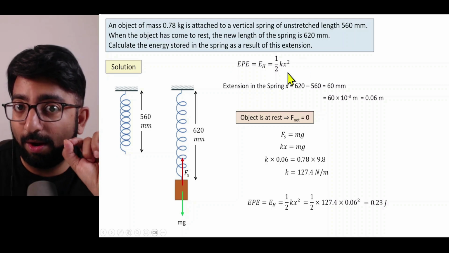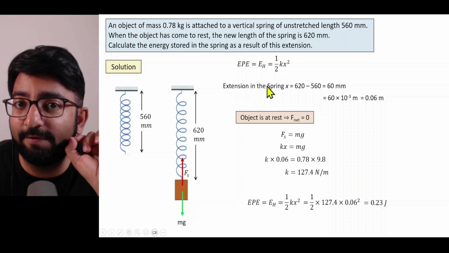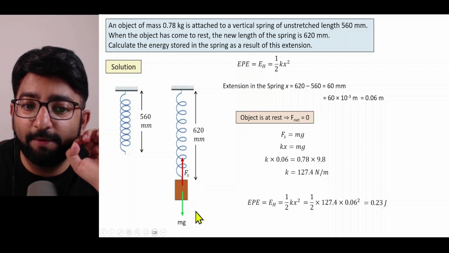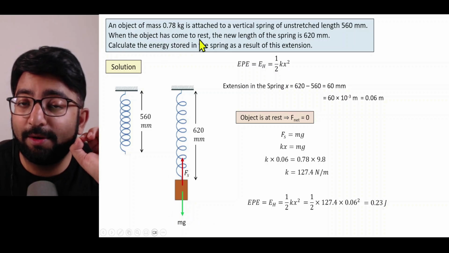And this is how we solve questions of this type. Please remember the formula half kx squared, but it is important for us to identify the correct extension value. And how do you find the value of k? By balancing the spring force with mg, because earlier it was given that the object had come to rest.